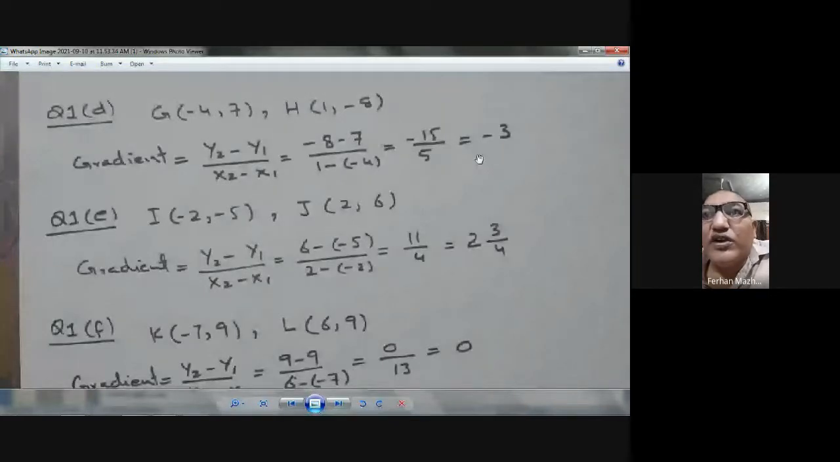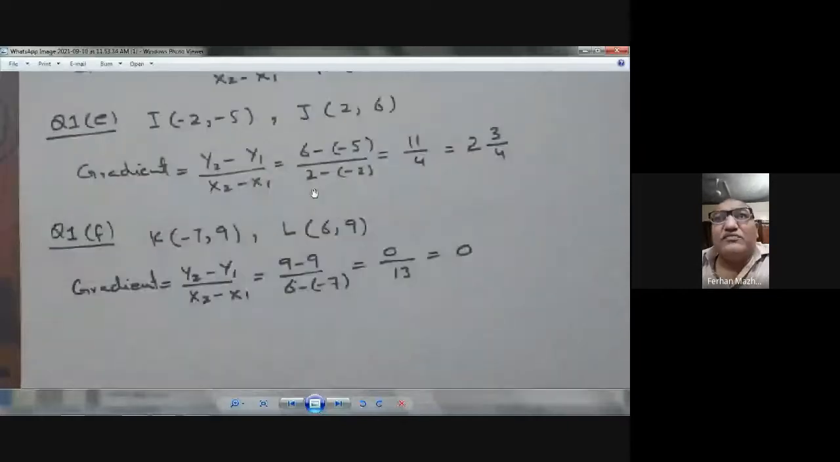Okay, so E part: I is minus 2, comma minus 5. J is 2, comma 6. Gradient will be y2 minus y1 divided by x2 minus x1. So it will be 6 minus minus 5, over 2 minus minus 2. So it will become 6 plus 5, that will be 11, and 2 plus 2, that will be 4. So 11 by 4, if I write it in mixed numbers, will be 2 whole 3 by 4. So what do you say? Question number one, part E.